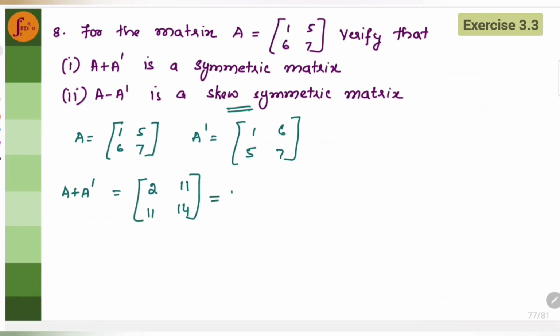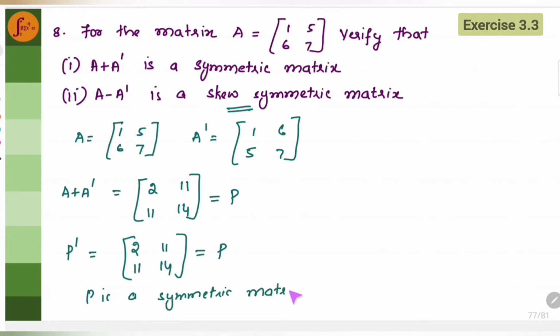Now let's call this matrix P just to make it easier. Now let's take the transpose of P. P transpose is equal to 2, 11, 11, 14. I'm going to get the same matrix even after taking the transpose. So P transpose is the same thing as P. Both these matrices are the same. Since P transpose is equal to P, P is a symmetric matrix. And what is P here? We assumed that it's A plus A transpose. So therefore A plus A transpose is a symmetric matrix.